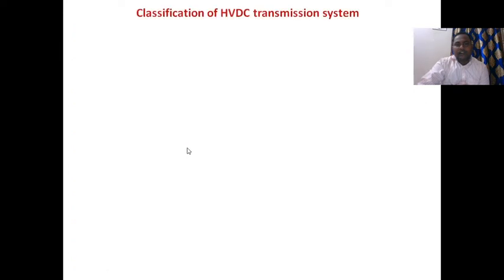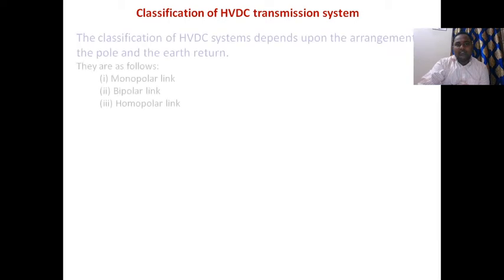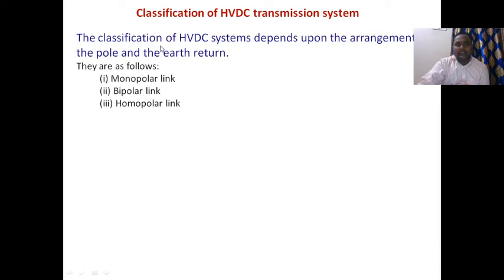So next one, another important topic is classifications of HVDC transmission system. The classifications of HVDC system depend upon the arrangement of the pole and the earth return. They are as follows: the monopolar link, bipolar link, homopolar link. The types of DC links are three types, that is monopolar, bipolar, homopolar. By using these three configurations, we transmit the DC power.